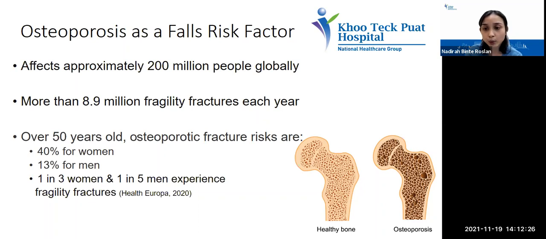Osteoporosis occurs more in women because women tend to have smaller, thinner bones than men. Also, menopause causes the body to produce significantly less of the hormone estrogen, which helps to maintain bone and protect bone density, hence leading to a rapid decrease in bone health.